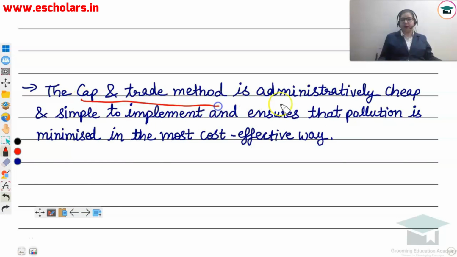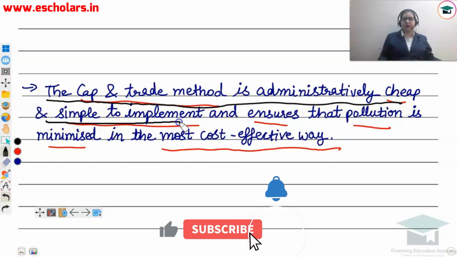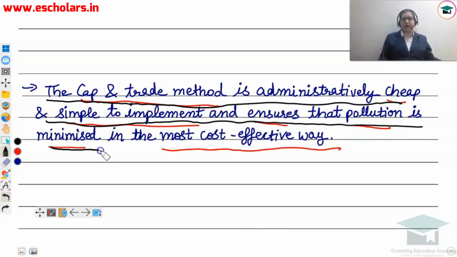The cap and trade method is comparatively cheap and simple to implement as compared to pollution taxes. And the cap and trade method ensures that pollution is minimized in the most cost effective way. So let's recall it till now. The cap and trade method is administratively cheap and simple to implement and ensures that pollution is minimized in the most cost effective way.